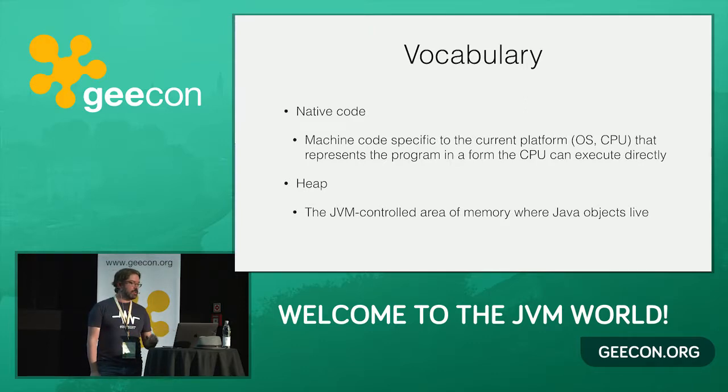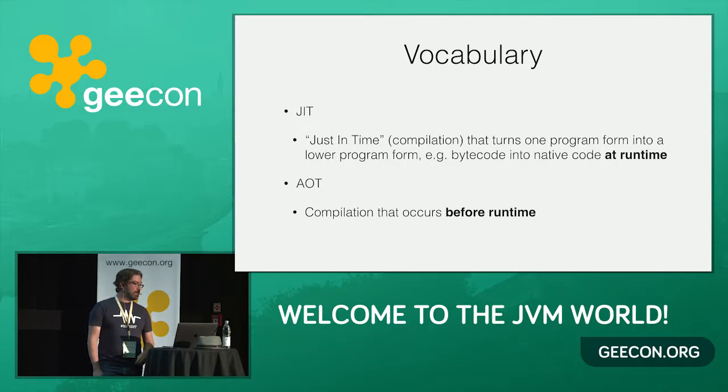The heap is the JVM controlled area of memory. So generally, this is managed entirely by the GC. We're not just allocating and deallocating memory directly there, as opposed to off heap, the unmanaged space where we actually do manage all the memory. And then JIT, of course, just in time, the compiler that eventually will turn your interpreted bytecode into native code, hopefully speeding it up in the process and optimizing it.